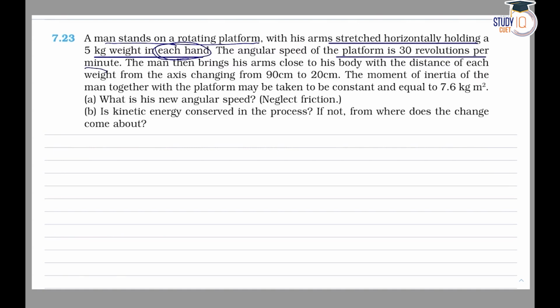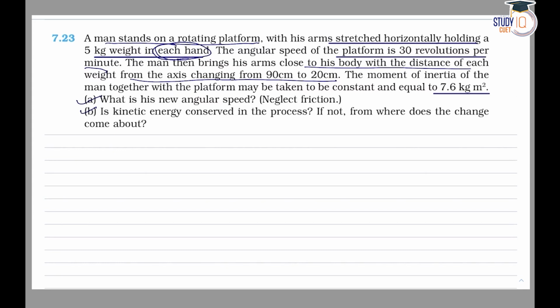The man then brings his arms close to his body, with the distance of each weight from the axis changing from 90 centimeter to 20 centimeter. The moment of inertia of the platform and man can be taken as 7.6 kg meter square. What is the new angular speed and what is the kinetic energy? Is the kinetic energy conserved in the process?